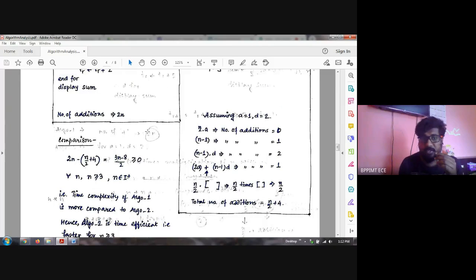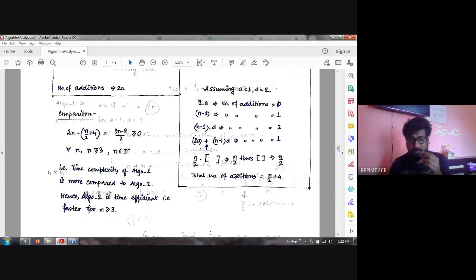What does that mean? The number of additions to be performed in algorithm 1 is more than the number of additions to be performed in the second algorithm, whenever the total number of elements n being added is greater than or equal to 3. That means more time will be required in algorithm 1 because the number of additions is more, and less time in algorithm 2 because the number of additions is less. Only when n is greater than or equal to 3, when at least 3 elements are being added.